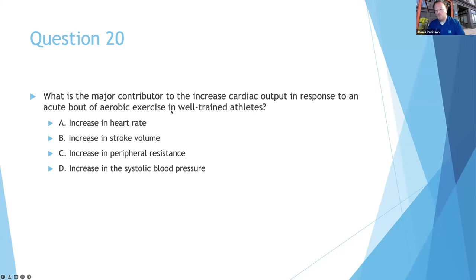Question number 20. What is the major contributor to the increased cardiac output in response to an acute bout of aerobic exercise in well-trained athletes? A, increased heart rate, B, increased stroke volume, C, increased peripheral vascular resistance, or D, increase in systolic blood pressure?